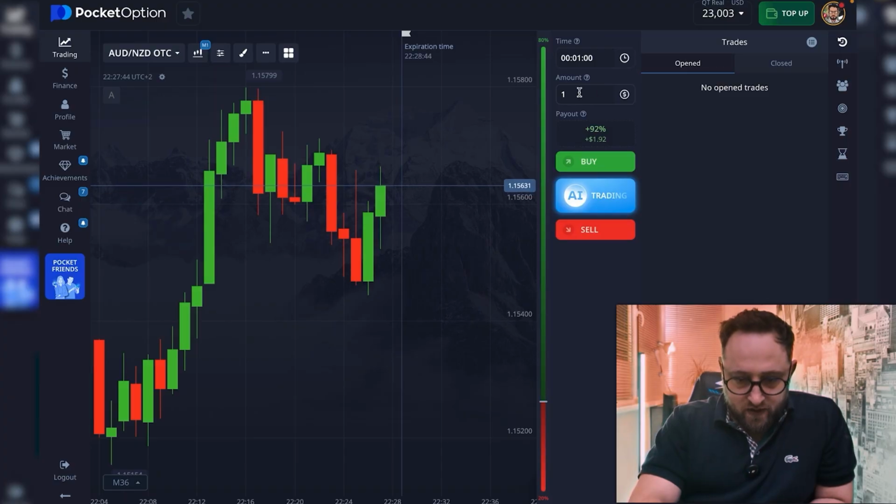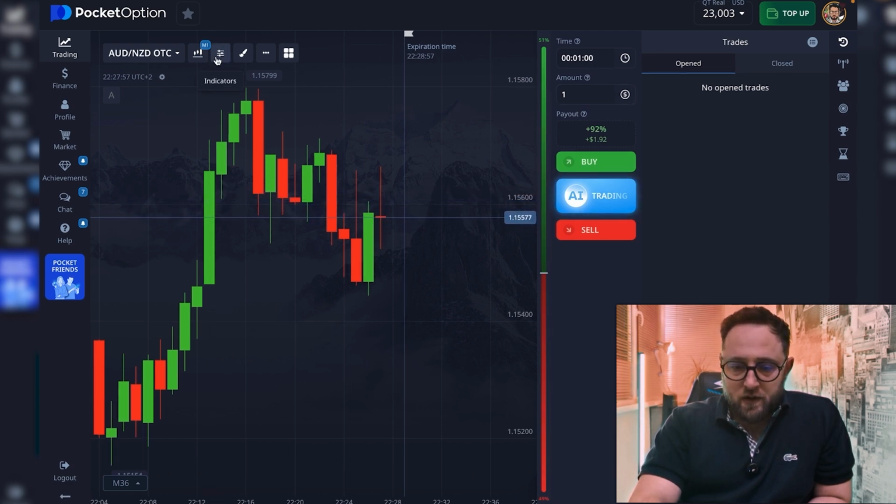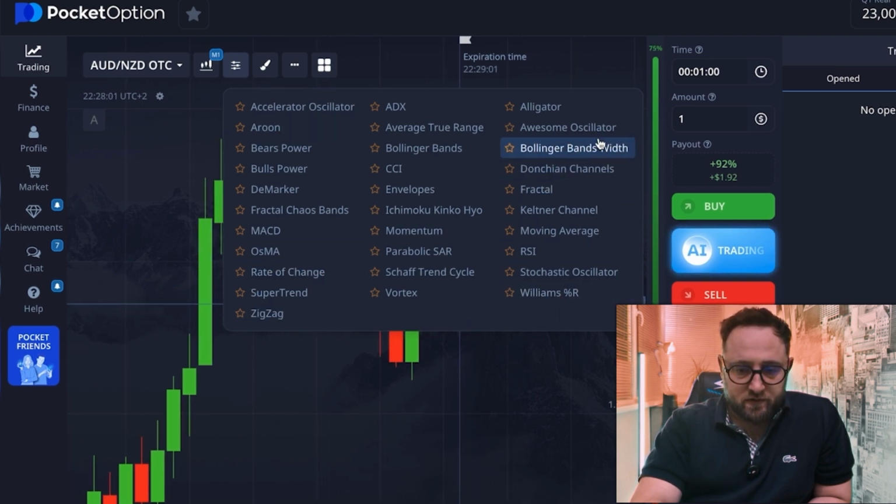Okay, first things first, let's break it down and see how this works. Today I'm going to show you the Alligator indicator, what it is and how to use it. First we'll open up our trading platform, Pocket Option, which we always use. You guys already know this.